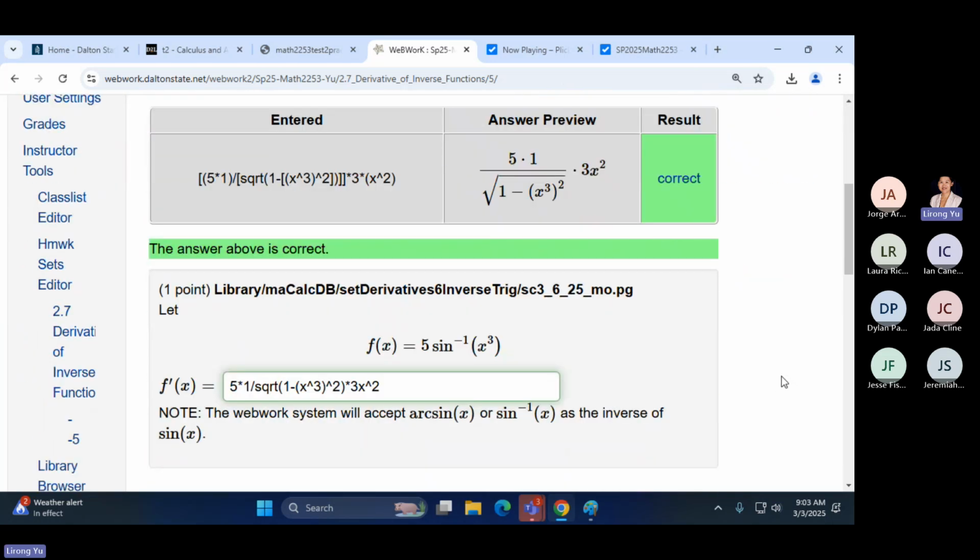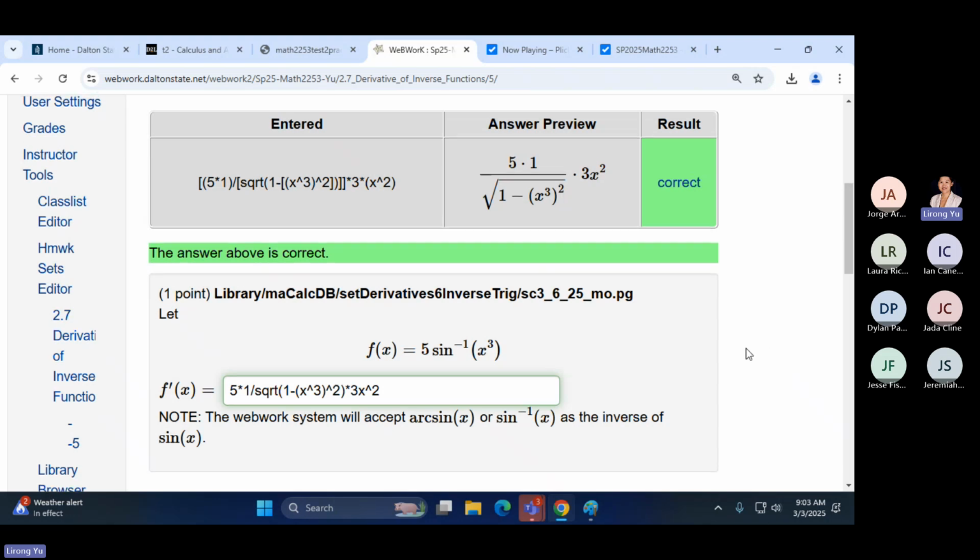So this shows how it is 5 times 1 over the root of 1 minus the inside being squared. So it's the chain rule applied to the inverse trig. Questions? So that's this one.